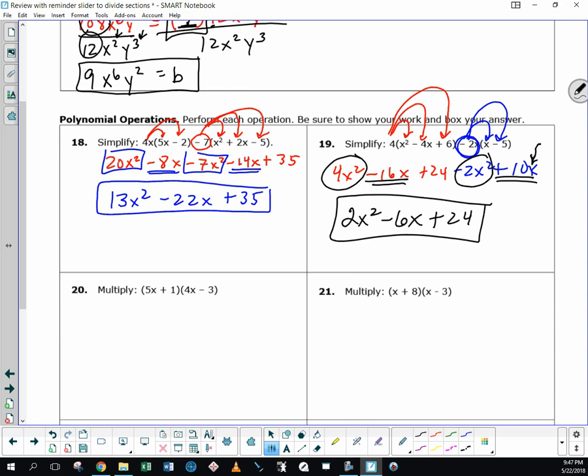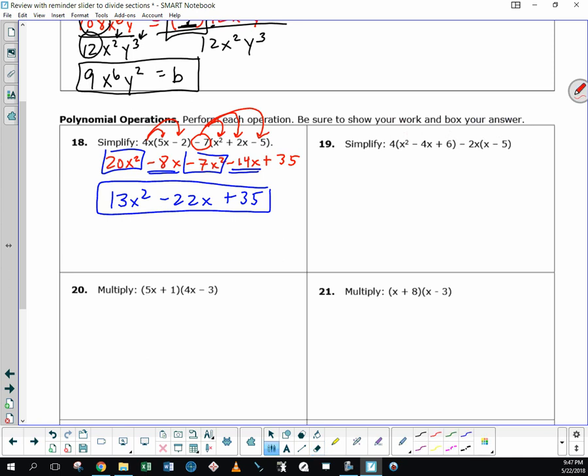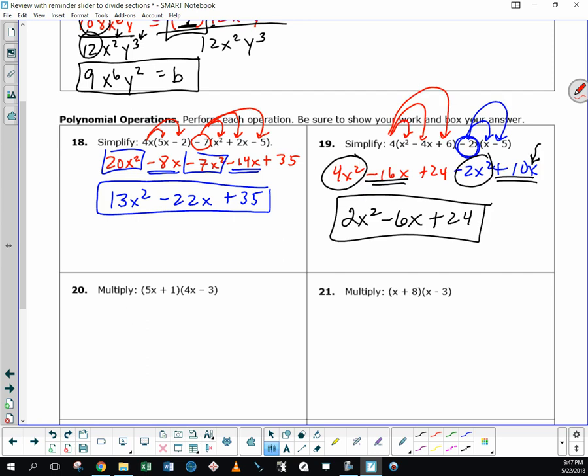Ooh, that's not supposed to have an x on it. Let me go back and rework this one. Let's see what mistake I made. Let's do it again. No, I did it right. Oh, the answer key is wrong. Yeah, I did it right. Okay, the answer key is wrong on that one, guys. Awesome. I always like it when I make it right.